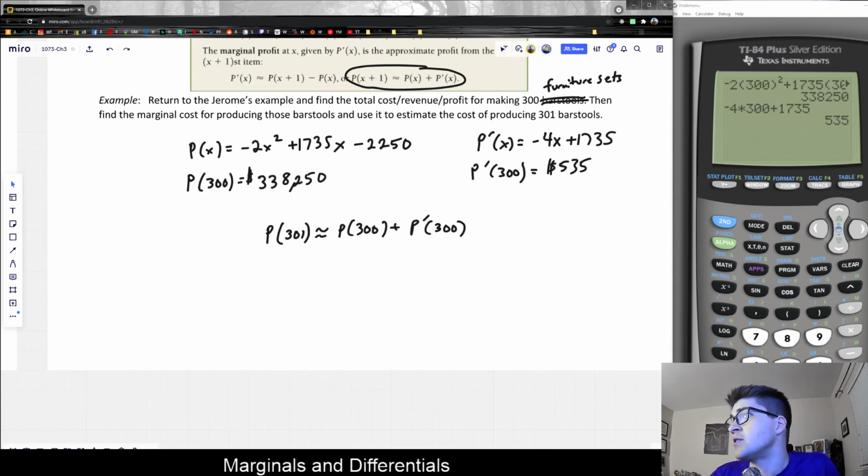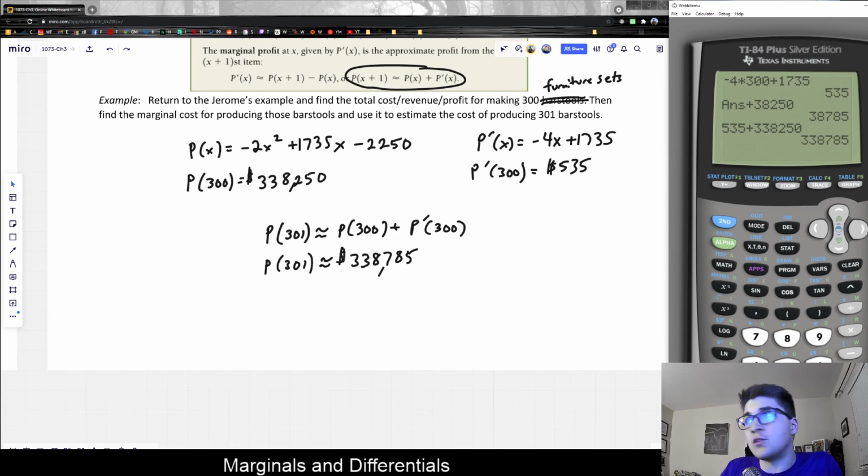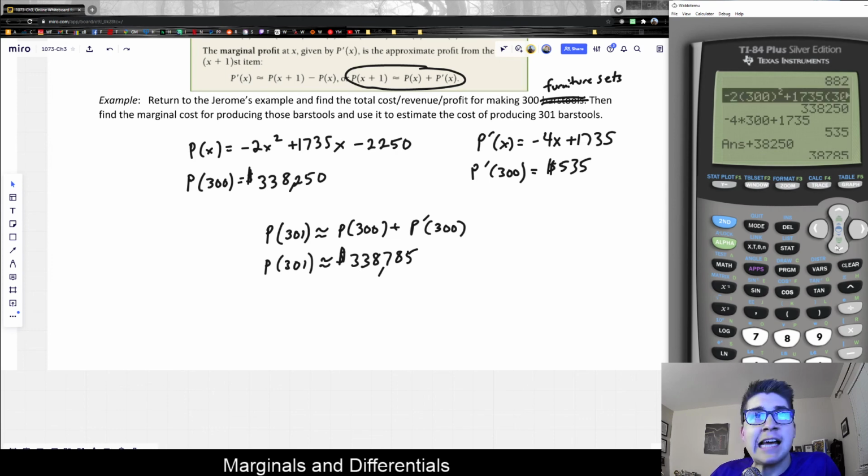Adding those two things together, this plus this, 338,250, will give us our approximation. Oops, I missed a digit when I was typing it in. Let me do that again. The approximate profit for producing 301 furniture sets is about $338,785.